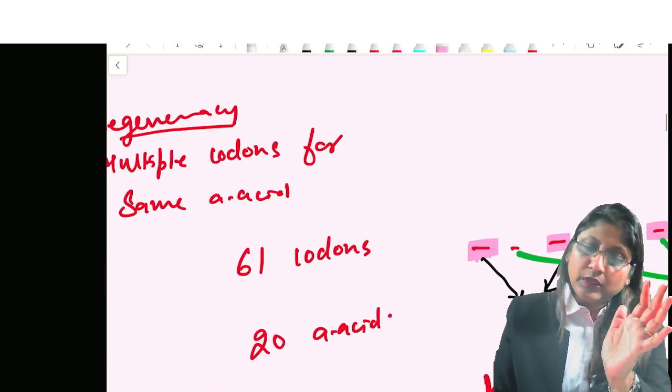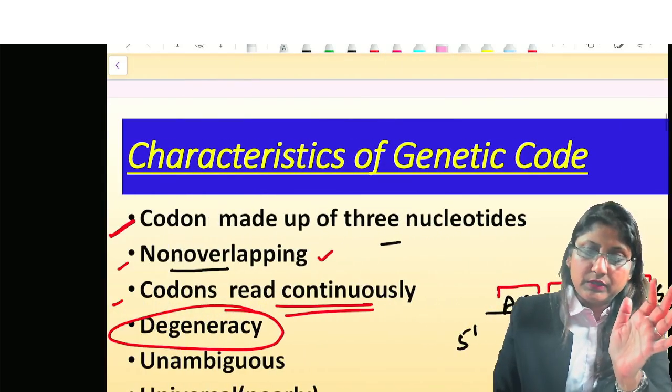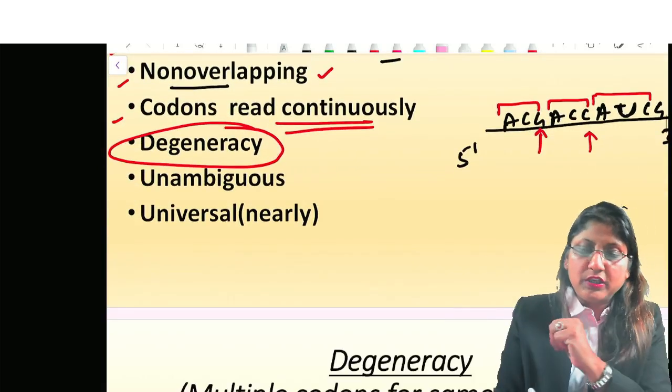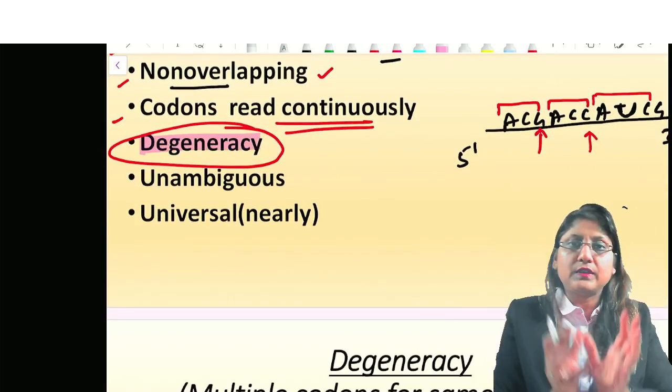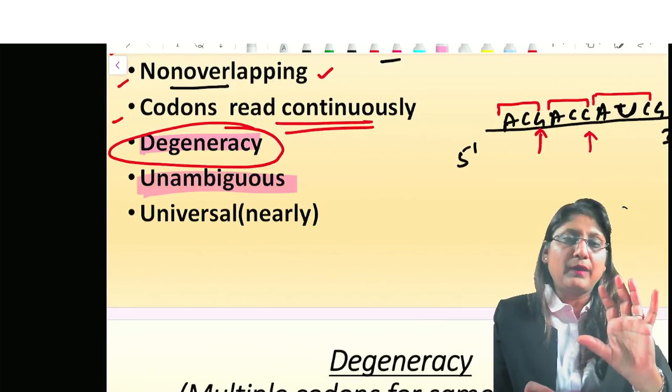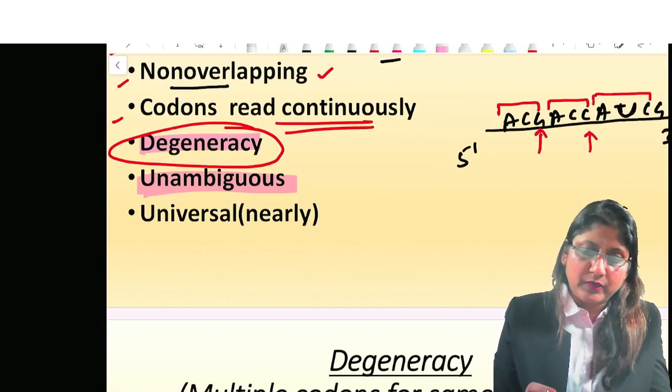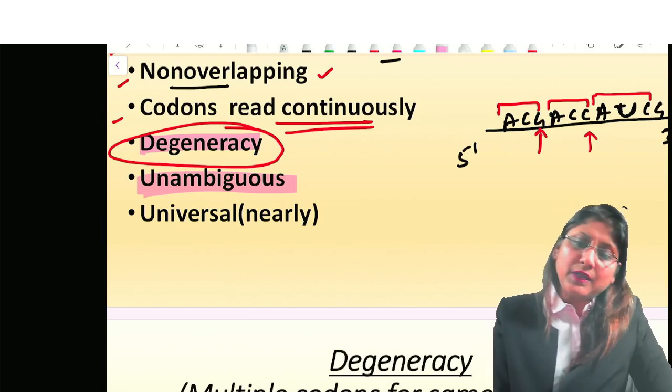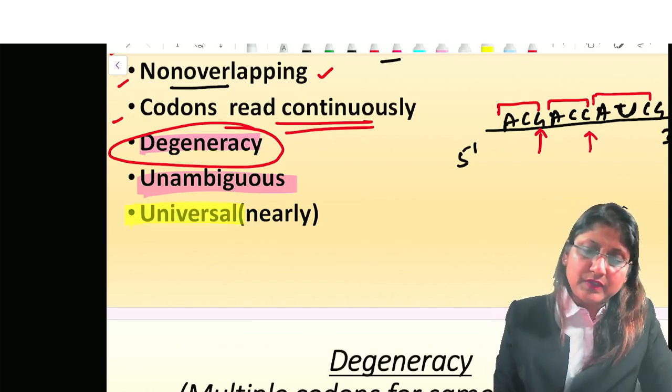picture. Both are different terminologies, different characteristics of genetic code. Degeneration means multiple codons coding the same amino acid. Unambiguity means one codon codes one amino acid, it will not code any other amino acid, right? Now coming to the next characteristic, that is universality.